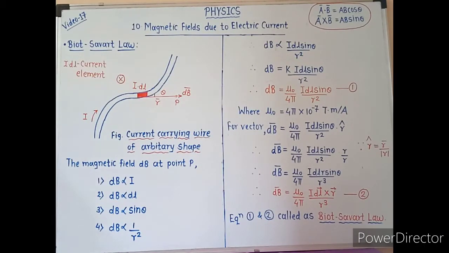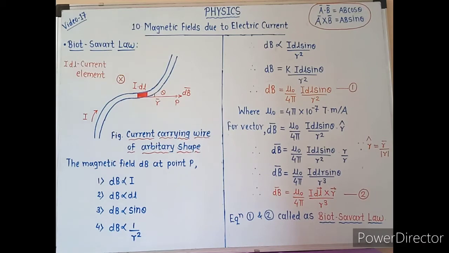In the last session, we have studied magnetic dipole moment and magnetic potential energy. So this magnetic dipole moment is given by the formula mu is equal to NIA, and magnetic potential energy is given by the formula U is equal to minus mu B cos theta. Now in this session we will study Biot-Savart law.